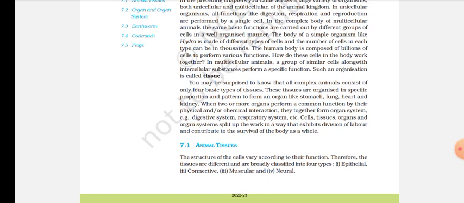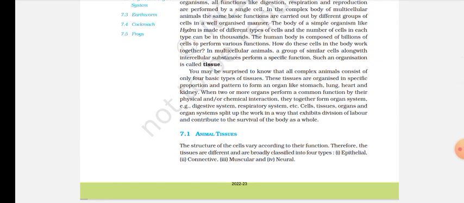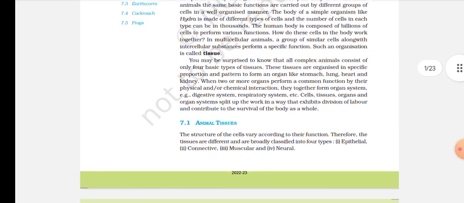You may be surprised to know that all complex animals consist of only 4 basic types of tissues. These tissues are organized in a specific proportion and pattern to form an organ like a stomach, lung, heart, and kidney. When two or more organs perform a common function by their physical and/or chemical interaction, they together form an organ system. Example: digestive system, respiratory system, etc. Cells, tissue, organs, and organ systems split up the work in a way that exhibits division of labor and contribute to the survival of the body as a whole.